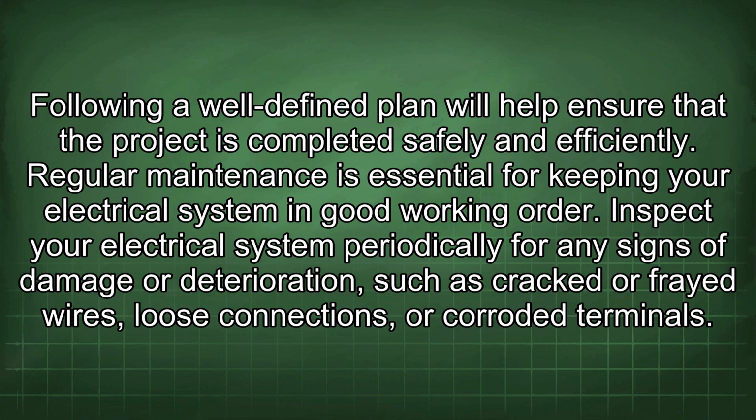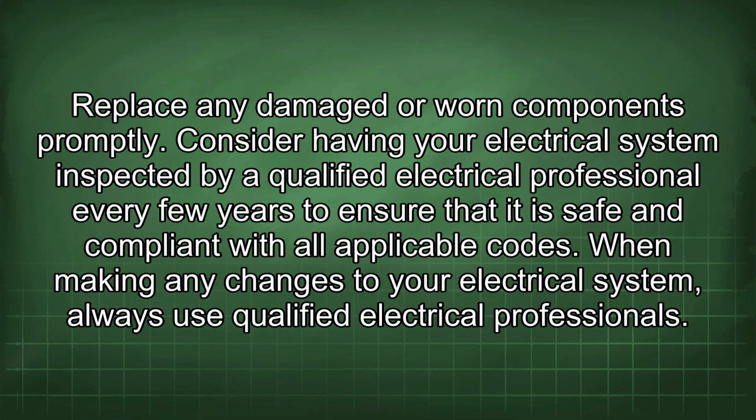Regular maintenance is essential for keeping your electrical system in good working order. Inspect your electrical system periodically for any signs of damage or deterioration, such as cracked or frayed wires, loose connections, or corroded terminals. Replace any damaged or worn components promptly. Consider having your electrical system inspected by a qualified electrical professional every few years to ensure that it is safe and compliant with all applicable codes.